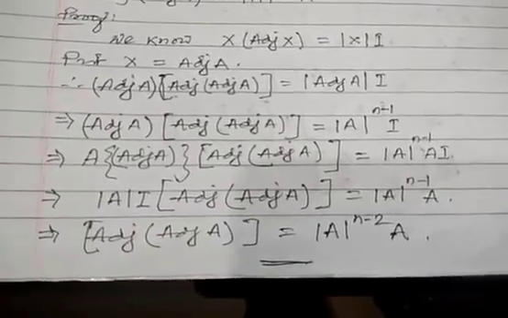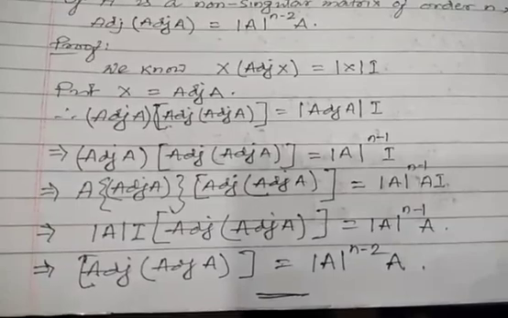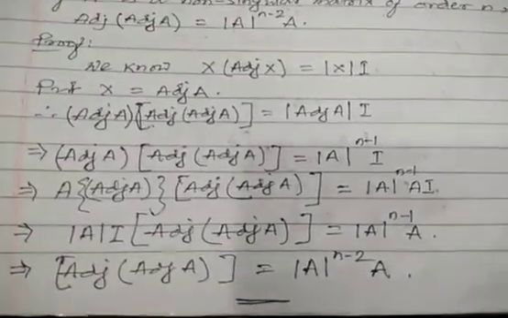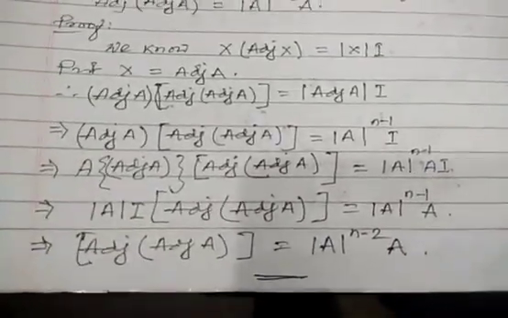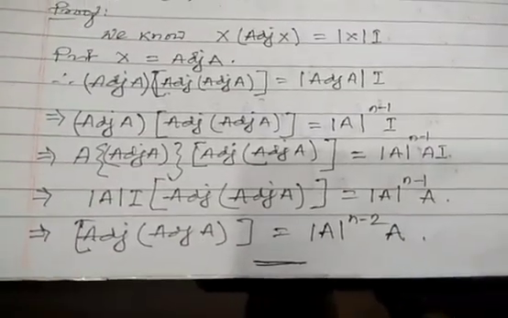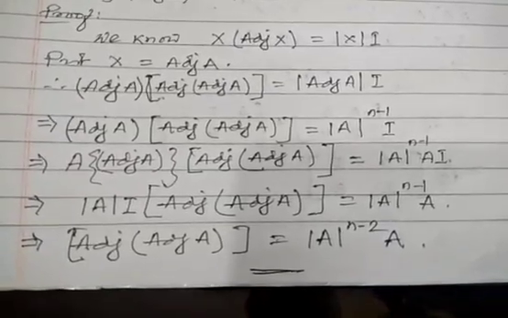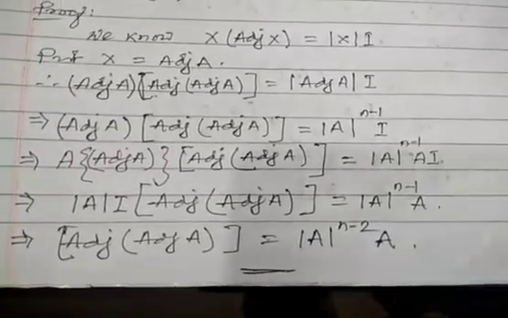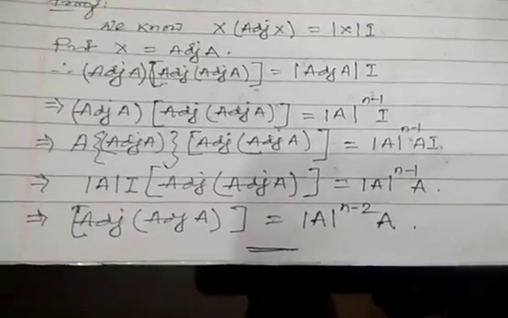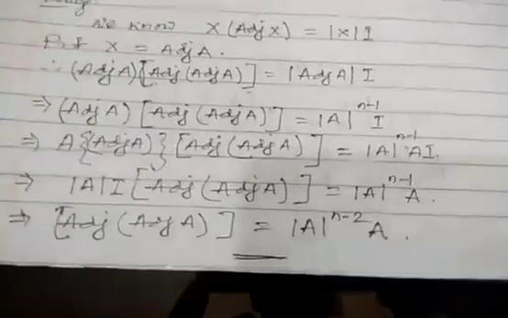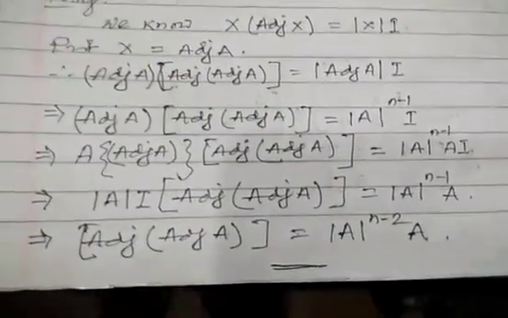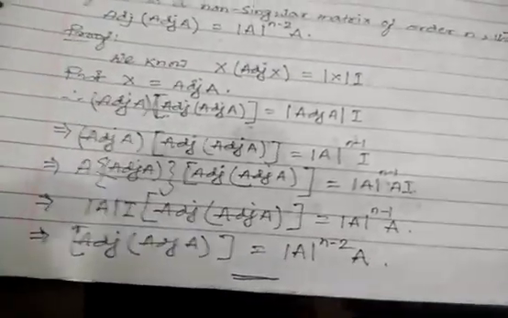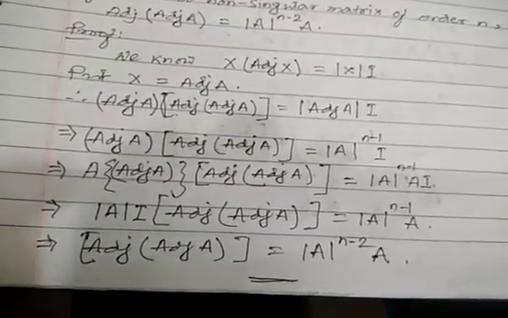Now, both sides are multiplied by the matrix A: A into adjoint A into adjoint of adjoint A is equal to determinant A to the power n minus 1 into A into I. Now A into adjoint A on the left hand side gives determinant A into I, and the remaining part stays the same. Determinant A into adjoint of adjoint A is equal to determinant A to the power n minus 1 into A, because A into I is equal to A. Therefore, adjoint of adjoint A is equal to determinant A to the power n minus 1 divided by determinant A into matrix A, that is equal to determinant A to the power n minus 2 into the matrix A.